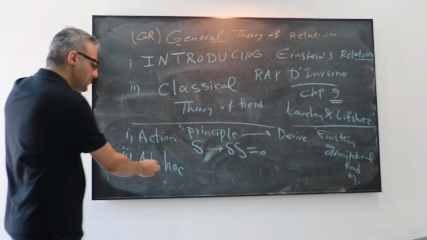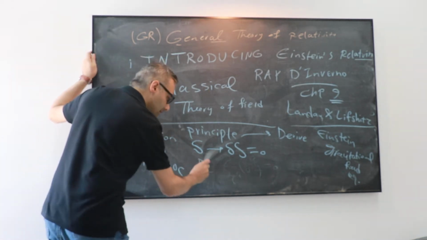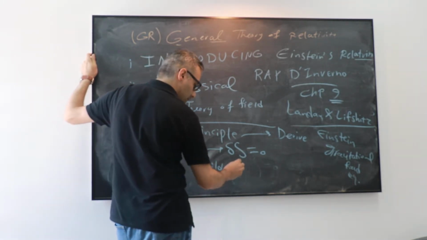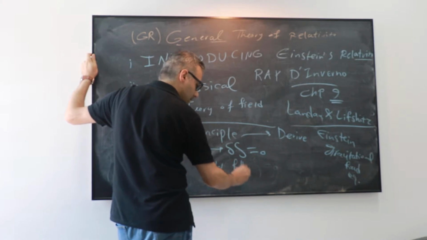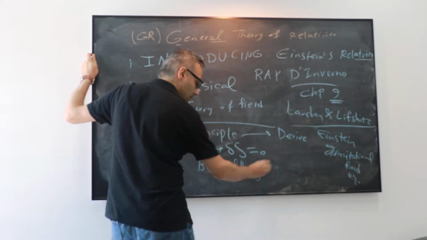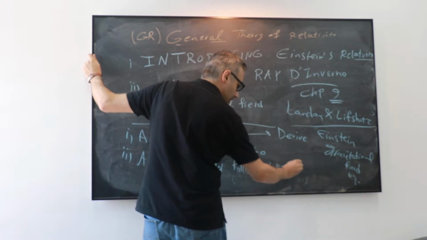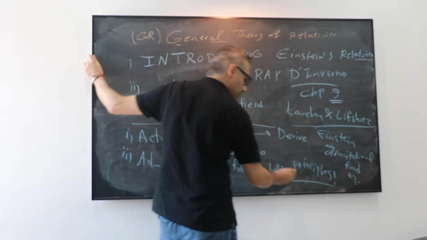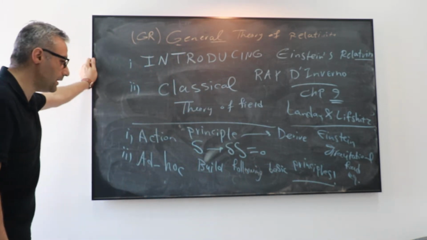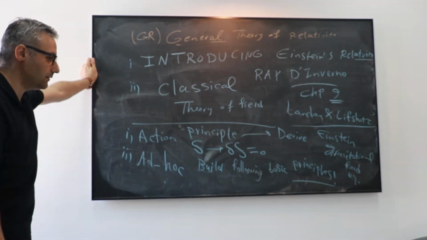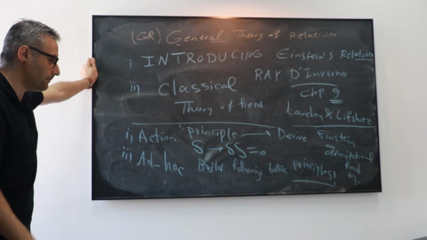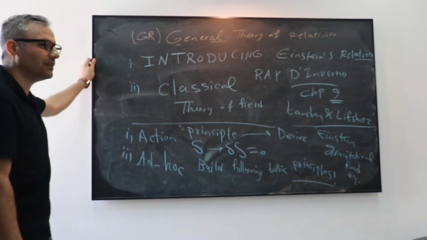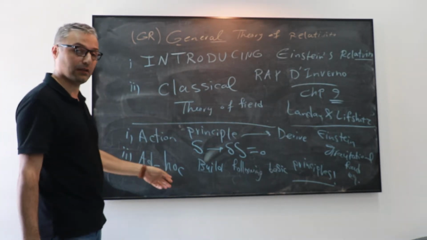So the other approach is to just accept the general theory and build it. So actually build the Einstein field equation following basic principles. Following the basic principles, you can build the general relativity. That was the approach which I started also to read from here. So on one side you are, and Einstein started from here.